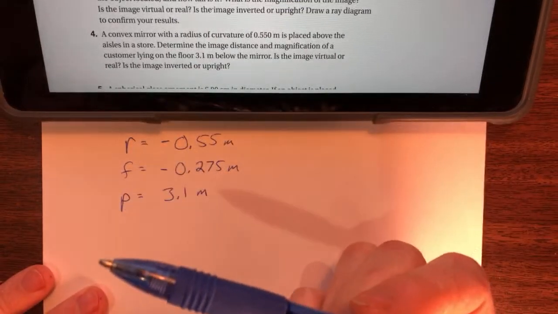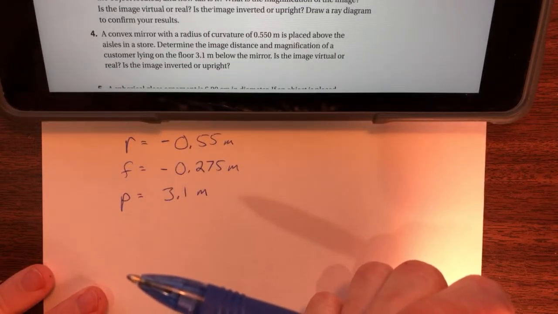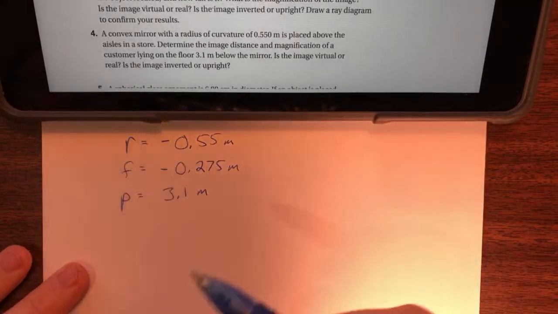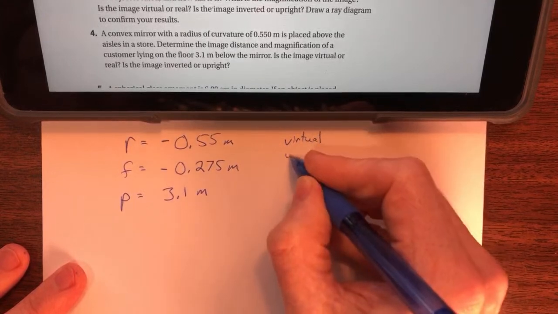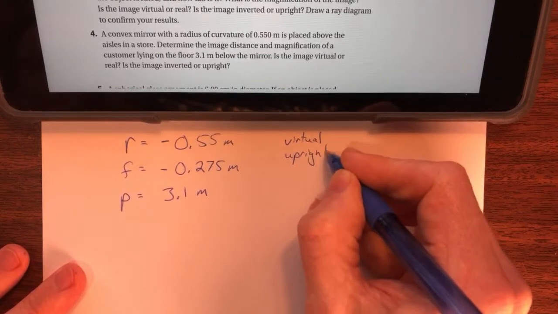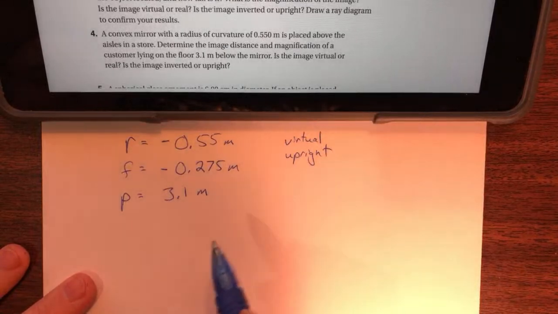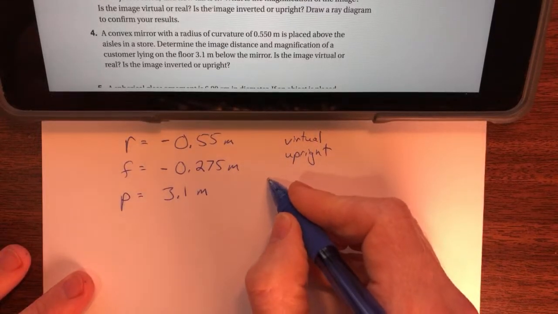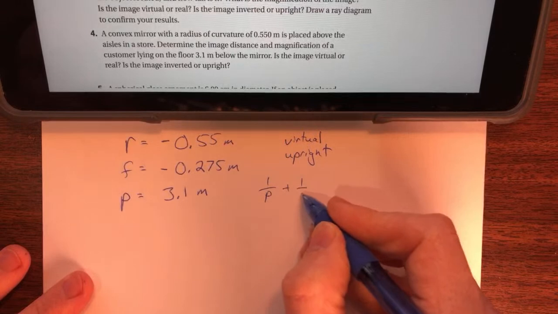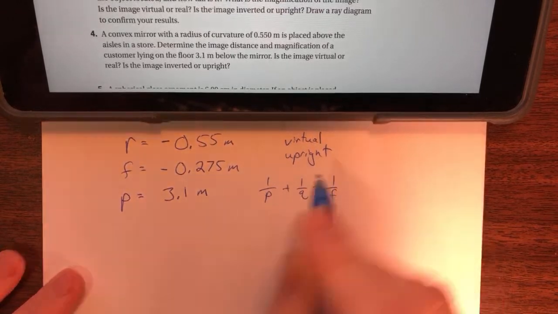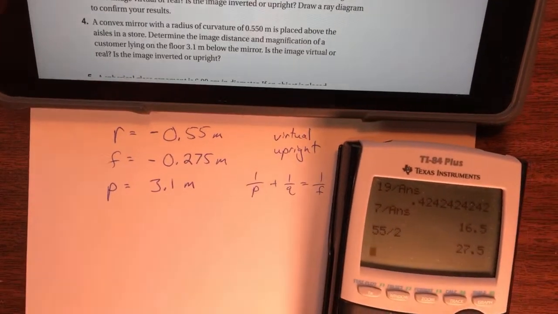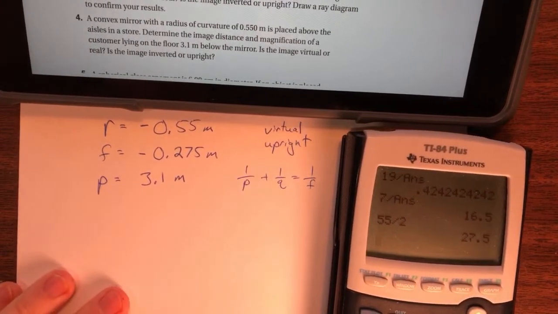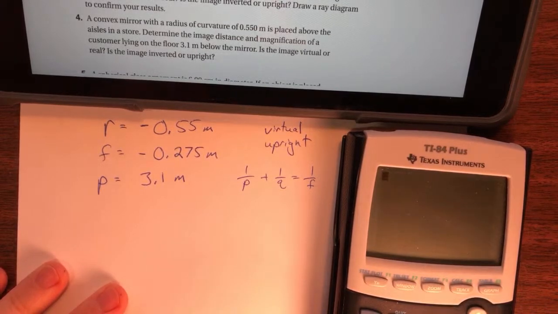We already know the answer to those, okay? So, yeah, we already know. Let's go ahead and say virtual and upright, simply because it's convex. But let's go ahead and calculate the value for Q now. So we have 1 over P plus 1 over Q equals 1 over F. Now we have the same type of calculation, just we're calculating the other one this time. We're figuring out where the image is, which is more fun, I think, the way it should be.